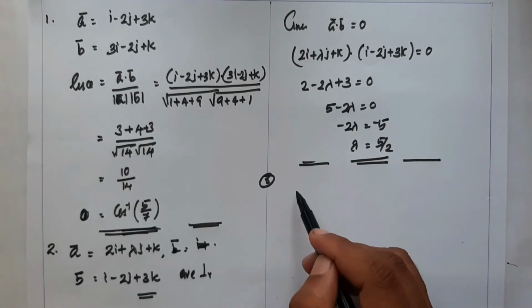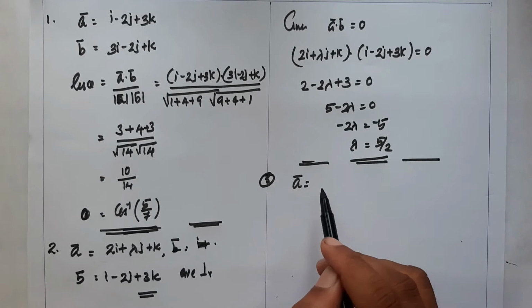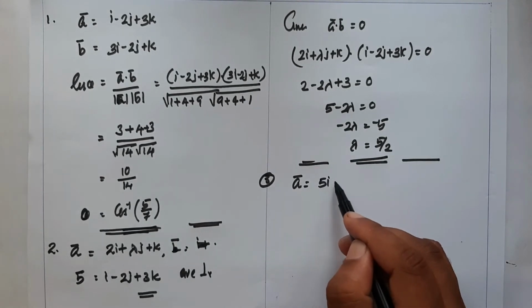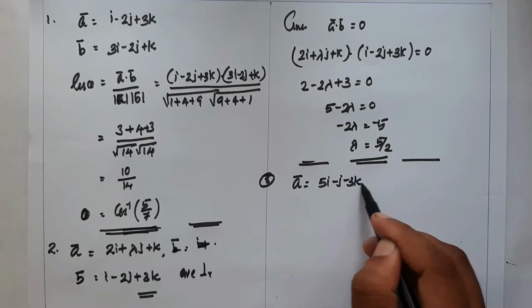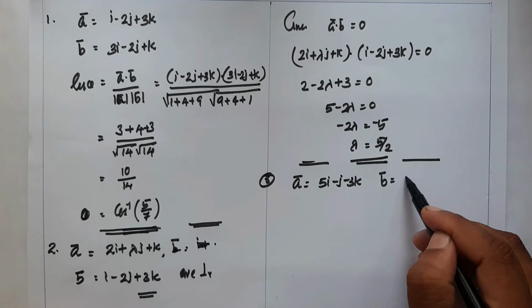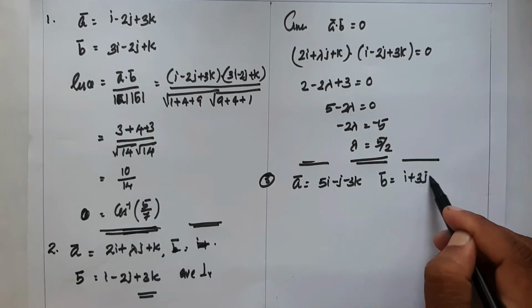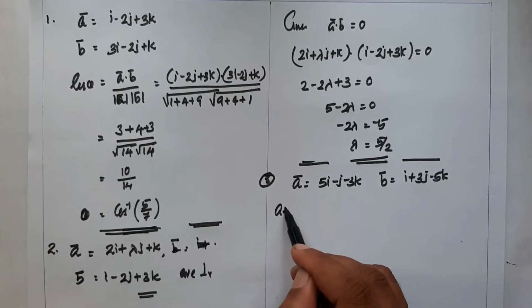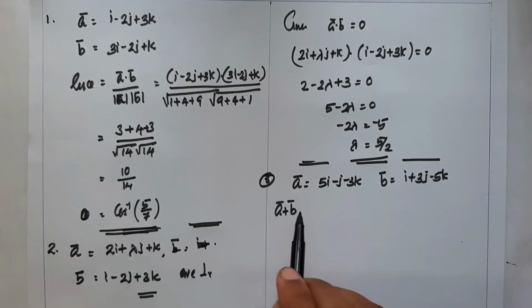Vector A is equal to 5i minus j minus 3k. Vector B is equal to i plus 3j minus 5k. Show that a plus b and a minus b are orthogonal.